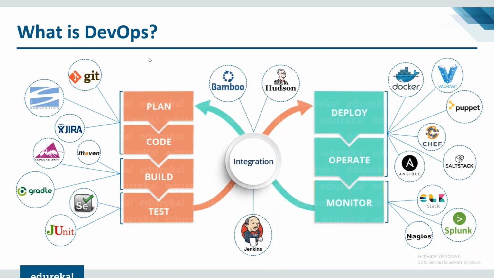All right, so next, once the entire code has been integrated, then only we move to the deployment phase, where we have tools like Docker, Vagrant, Puppet, Chef, SaltStack, and Ansible. When we say deployment, once the entire script has been created on the build, obviously we need a VM-like environment. Here we have a concept called Dockerization and virtualization, so we have tools like Docker.